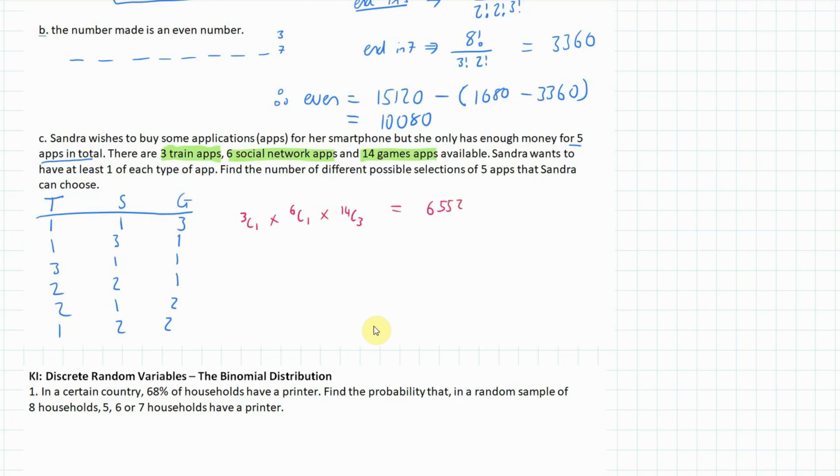Then the next one we're going 3, choose 1, which is just 3. Then we've got our 6 social network apps, so 6, choose 3, and then there's 14 games, he's choosing 1, so it's just 14, choose 1, or 14. Now that happens to be 840, I think.